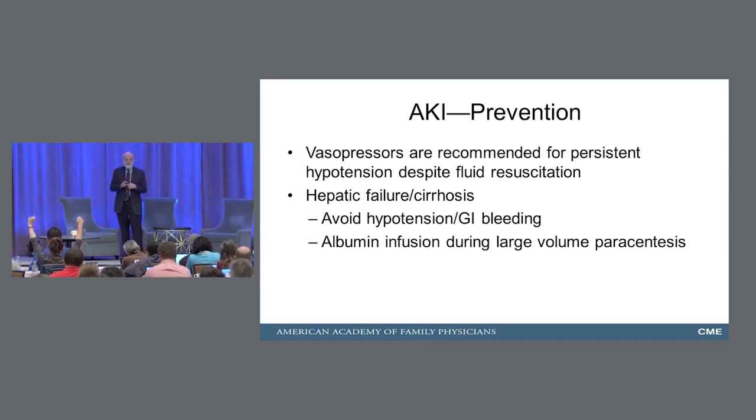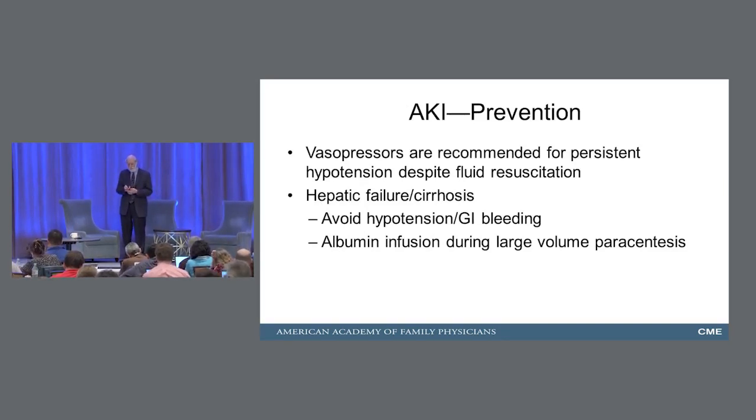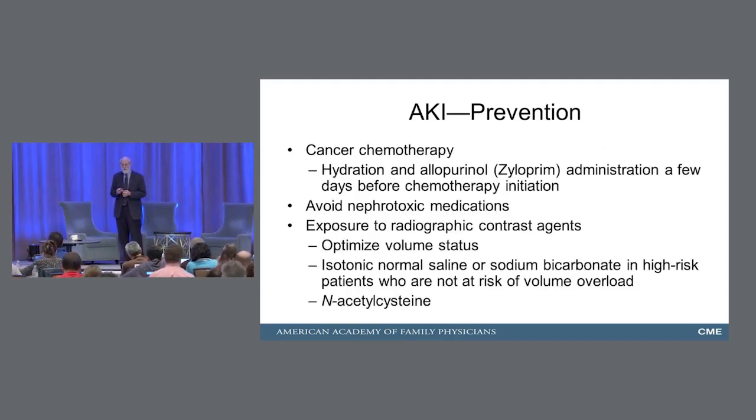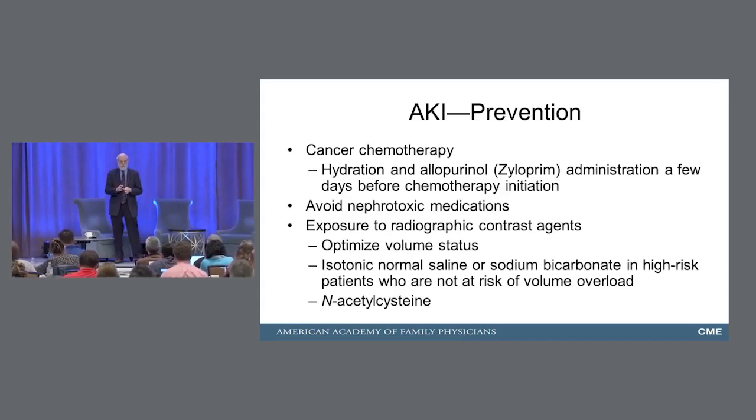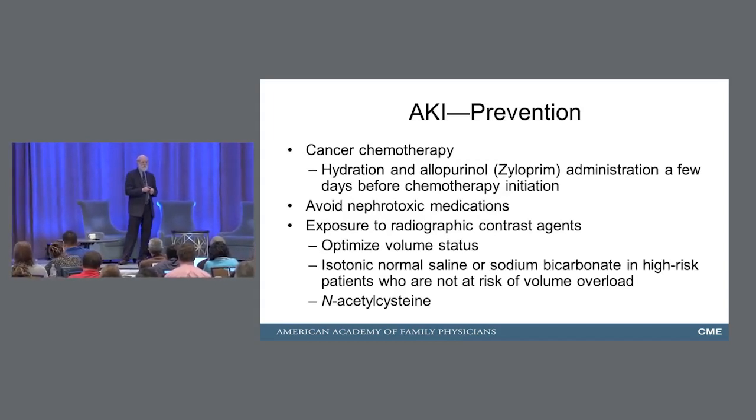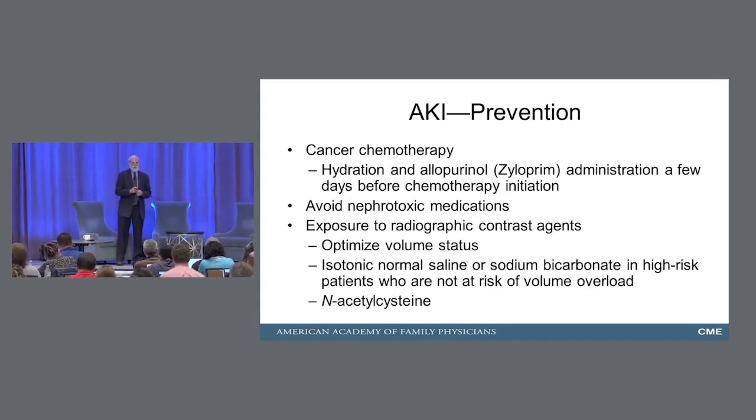To prevent AKI, vasopressors, make sure that you get that mean arterial pressure up. In hepatic failure, cirrhotic patients, don't do large volume paracenteses without giving them albumin back. Watch for GI bleeding. With cancer chemotherapy, prehydrate them and make sure they get allopurinol to avoid tumor lysis syndrome. Don't give them nephrotoxic drugs.